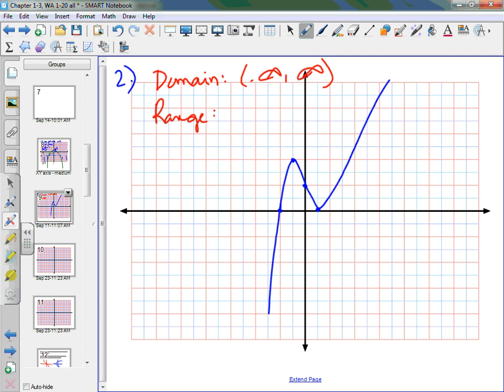Okay, how about my range? My lowest value is negative infinity. And what's my highest? Infinity. Those ones are great and easy.